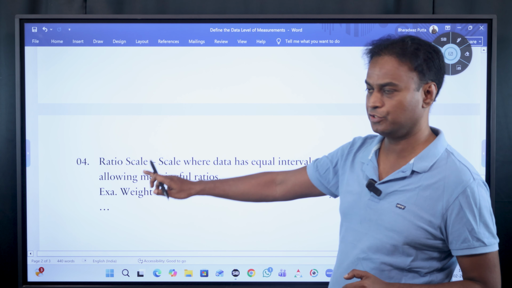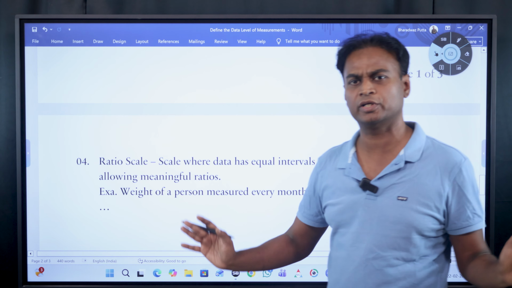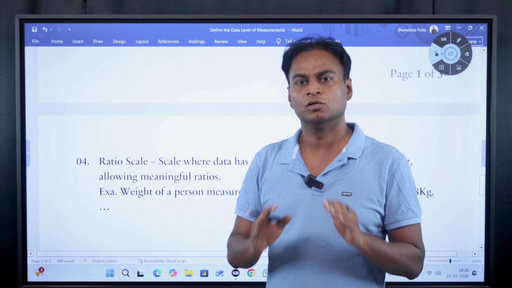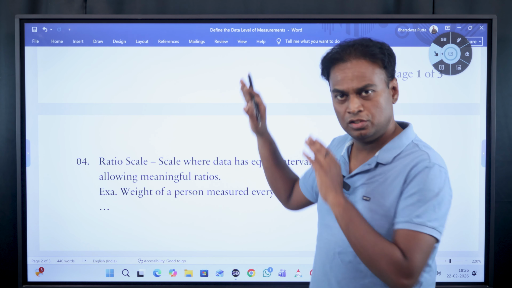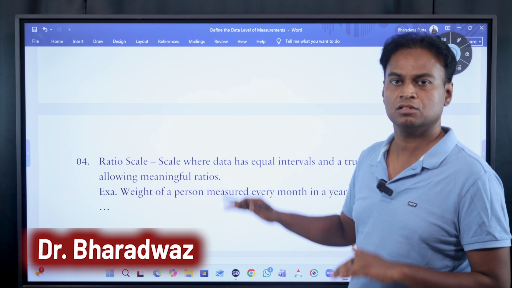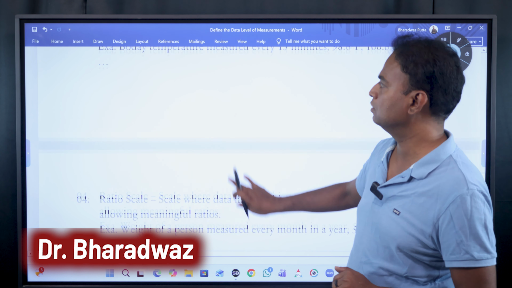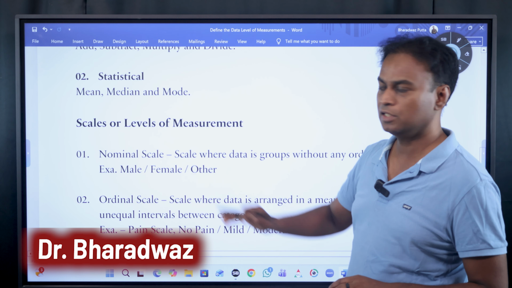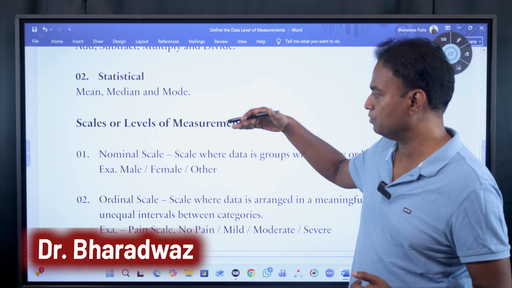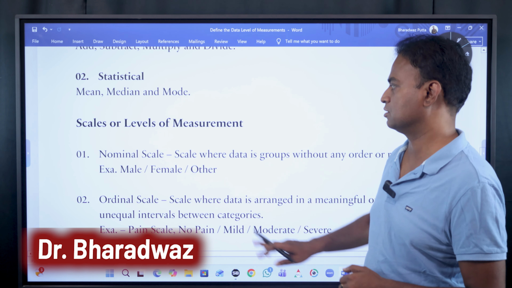This is the ratio scale. Any data you take, you will put into these 4 levels only. Ratio scale is the highest level and nominal scale is the lowest level. We are going from lowest level to highest level.